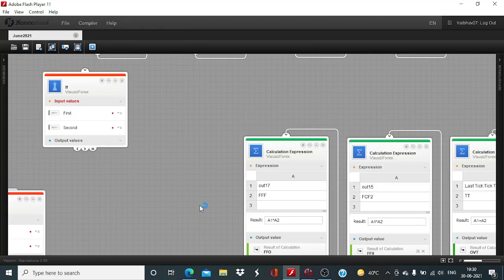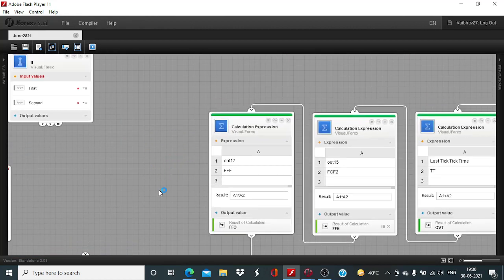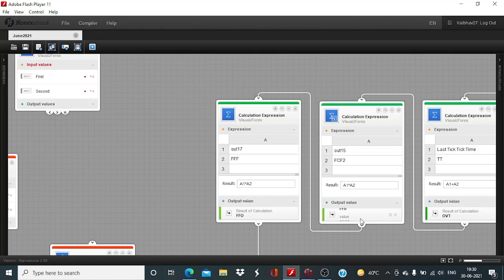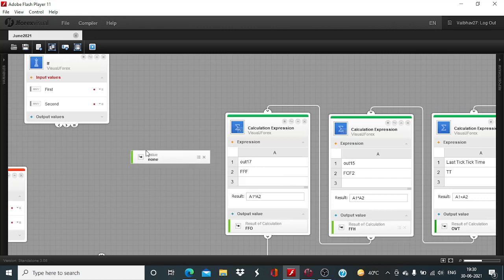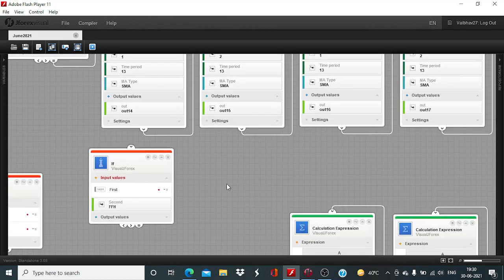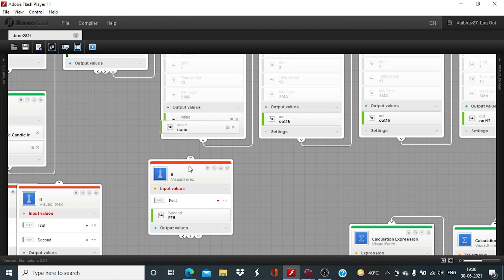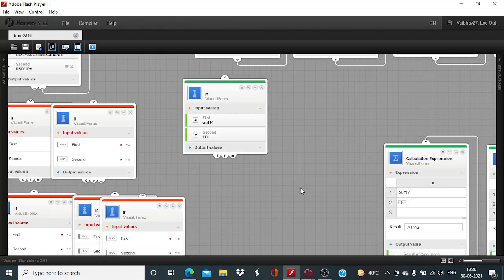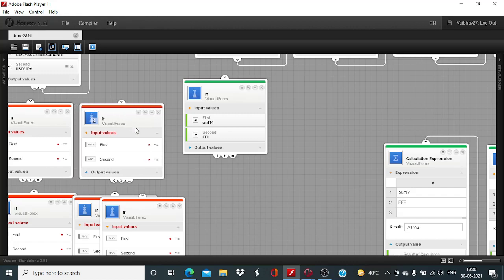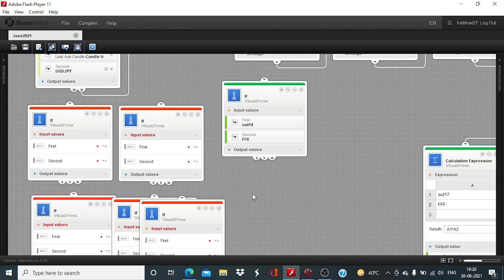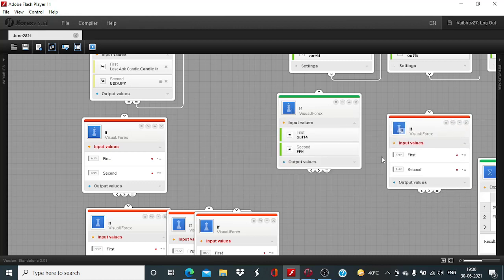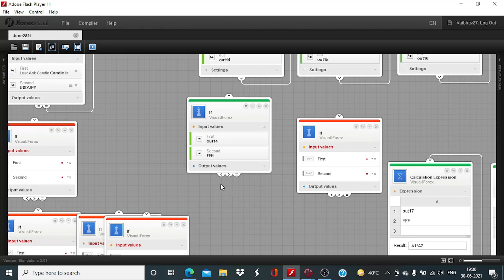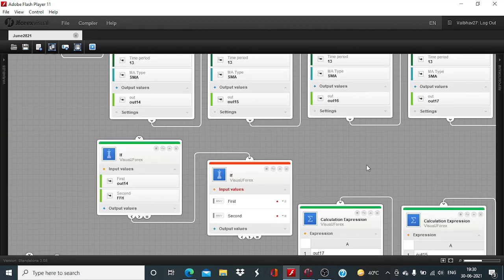So out 14 will need to be compared with the FFH, which is twice of out 15, and out 14 needs to be less than FFH. While defining the buy side, the condition was the inverse of this. First input less than second input. Okay.